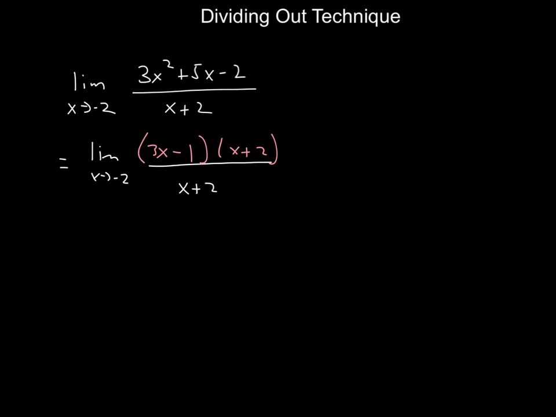So what happens now, the x plus 2 is common, so that drops off. This is now equal to the limit as x approaches negative 2 of 3x minus 1. And when I plug negative 2 in, I get negative 7. That is an example of the dividing out technique.